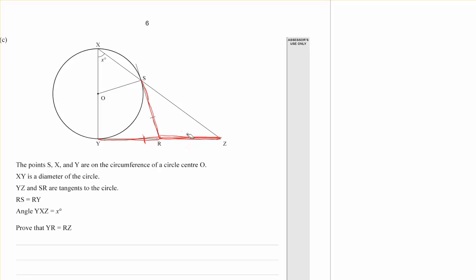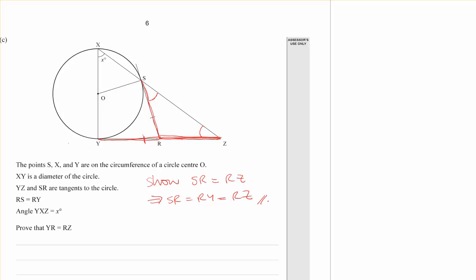So one way to show that SR and RZ are equal would be to show that the angles RSZ and SZR are equal, because then it would be an isosceles triangle. The two sides would be the same, and hence those two would be the same. So I've got my goal. I want to show that SR is equal to RZ, because that will mean SR equals RY, which must equal RZ, which is what I'm heading for. So we need to find some angles.